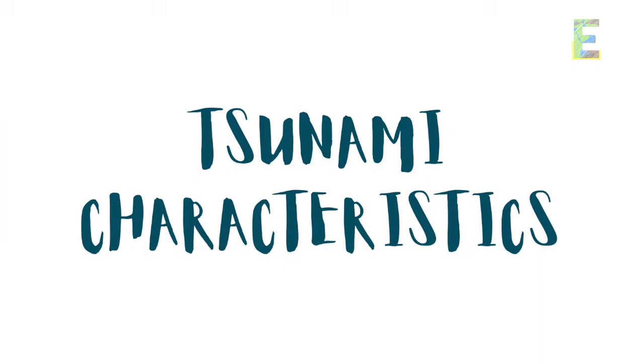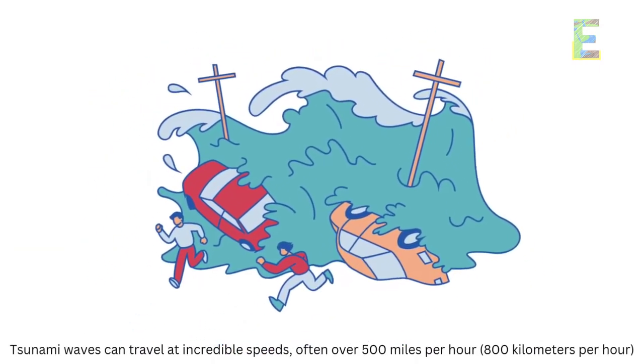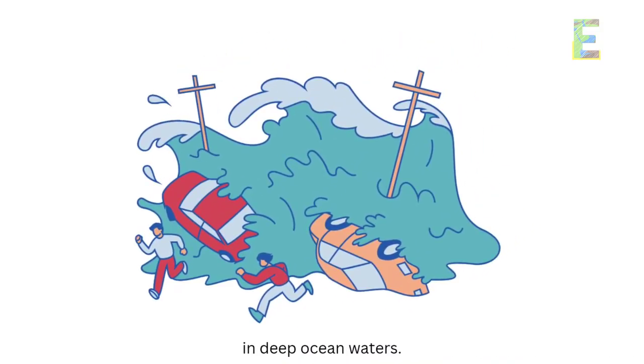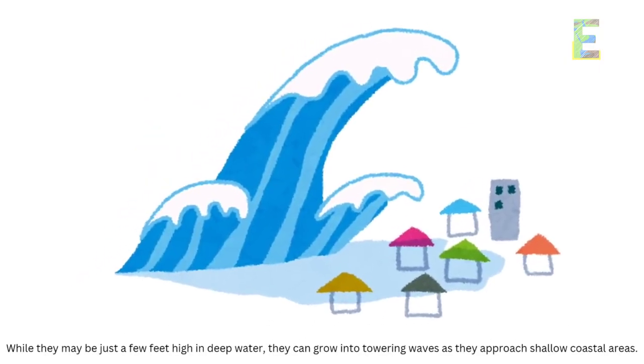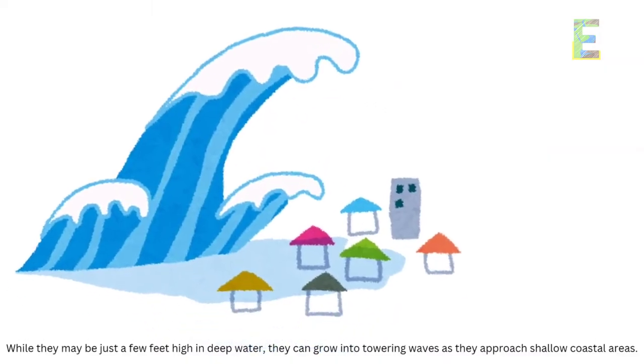Tsunami characteristics. Tsunami waves can travel at incredible speeds, often over 500 miles per hour, 800 kilometers per hour, in deep ocean waters. While they may be just a few feet high in deep water, they can grow into towering waves as they approach shallow coastal areas.